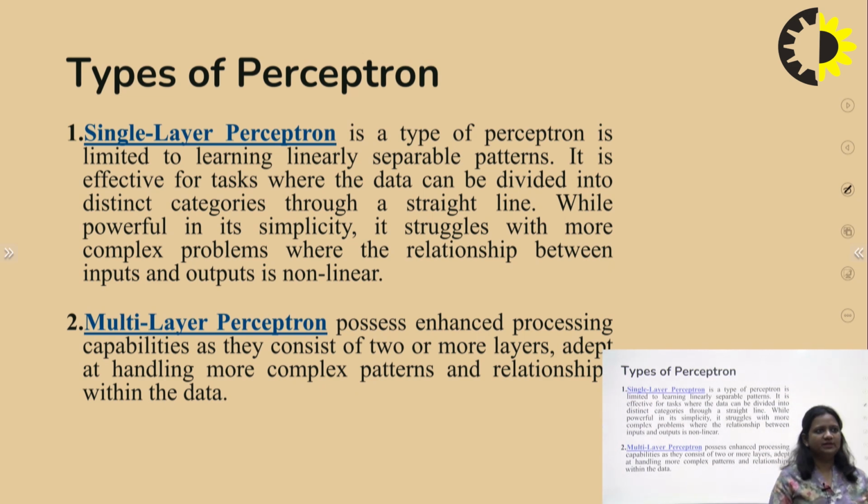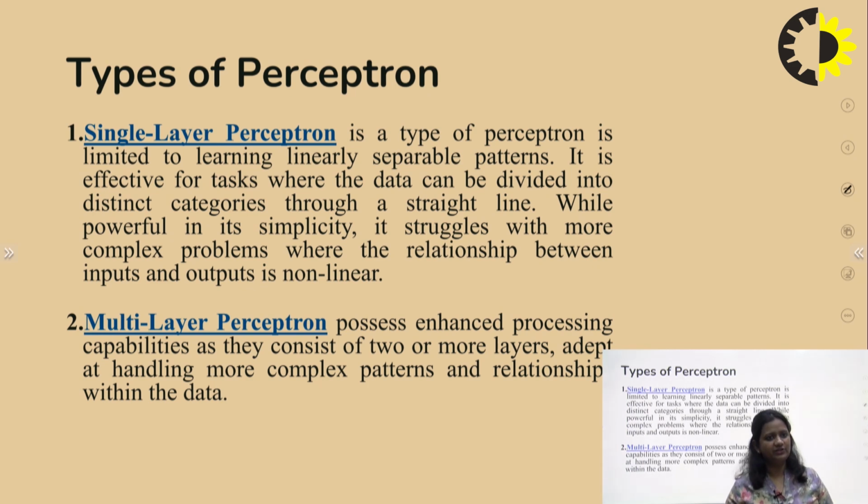Now, types of perceptron: single layer perceptron and multi-layer perceptron. Single layer perceptron has two layers, an input layer and an output layer, and the input neurons in the input layer are connected to the output layer neurons, and the network is fully connected. It is effective for tasks where the data can be divided into distinct categories through a straight line. While powerful in its simplicity, it struggles with more complex problems.